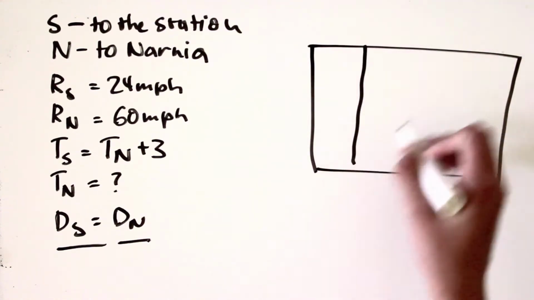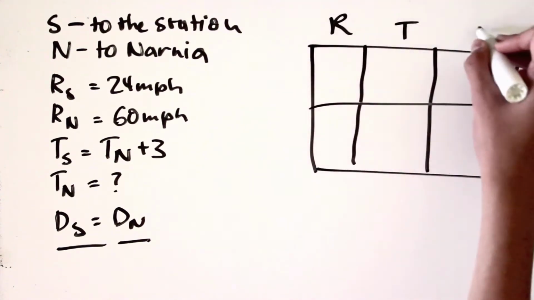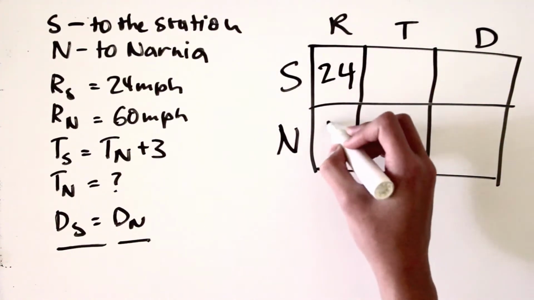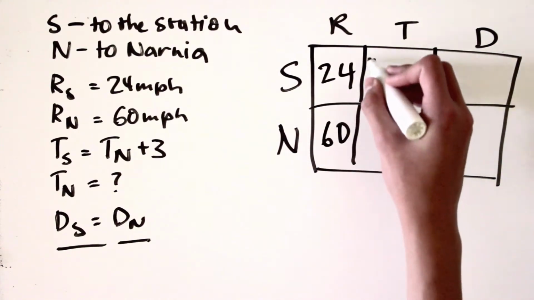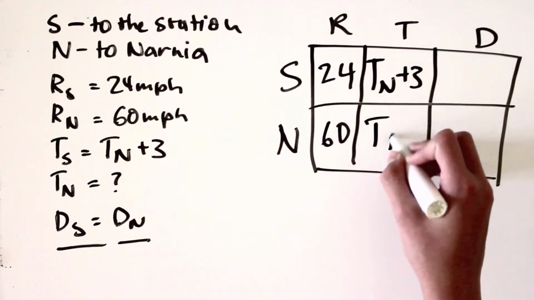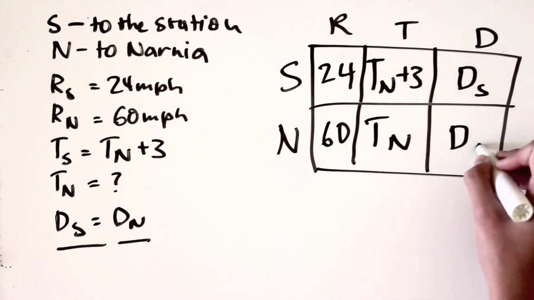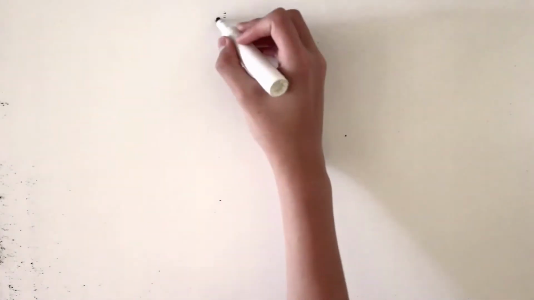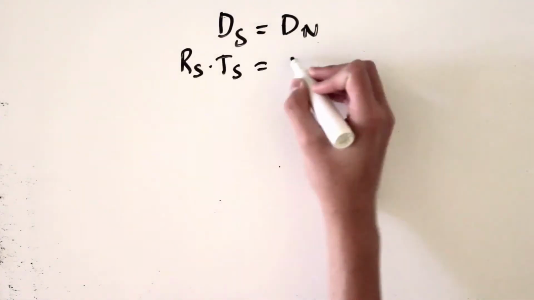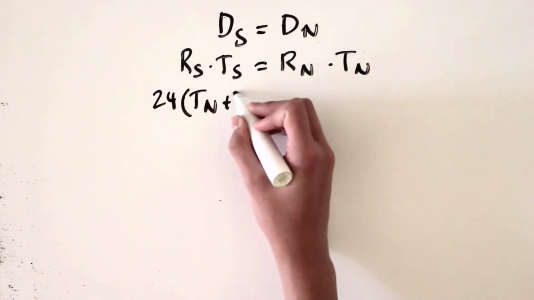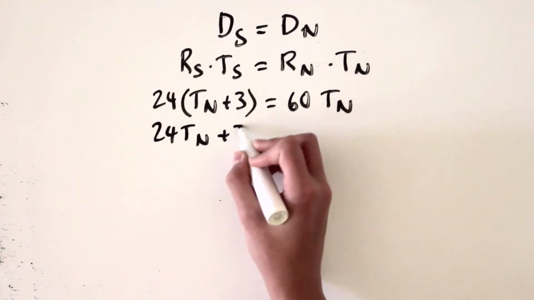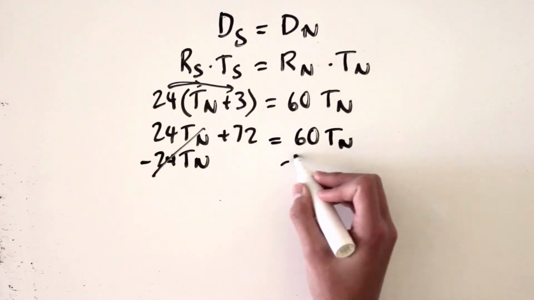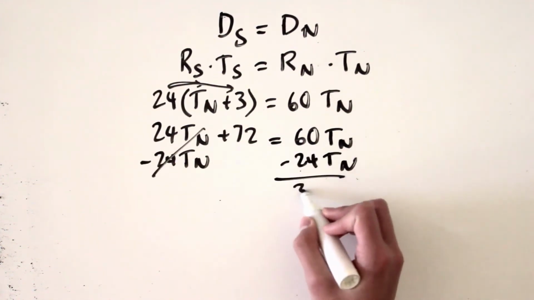We put the information into a box. First, 24 and 60 go into the rate column, and t sub n plus 3 and t sub n go in the time column, and then the equal distances in the last column. As I have said numerous times already, the distances are equal, so that means the rates and times must also be equal. We plug in the values and find out that 24 t sub n plus 72 equals 60 t sub n because of the distributive property.